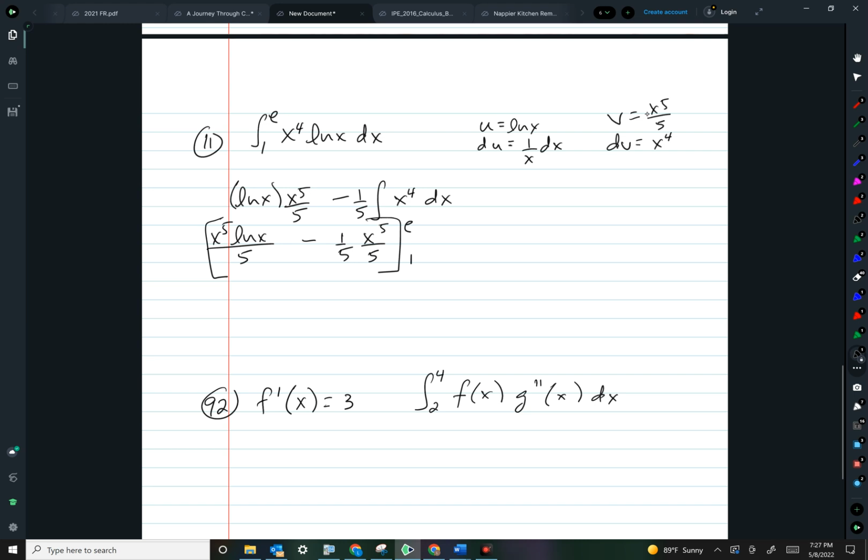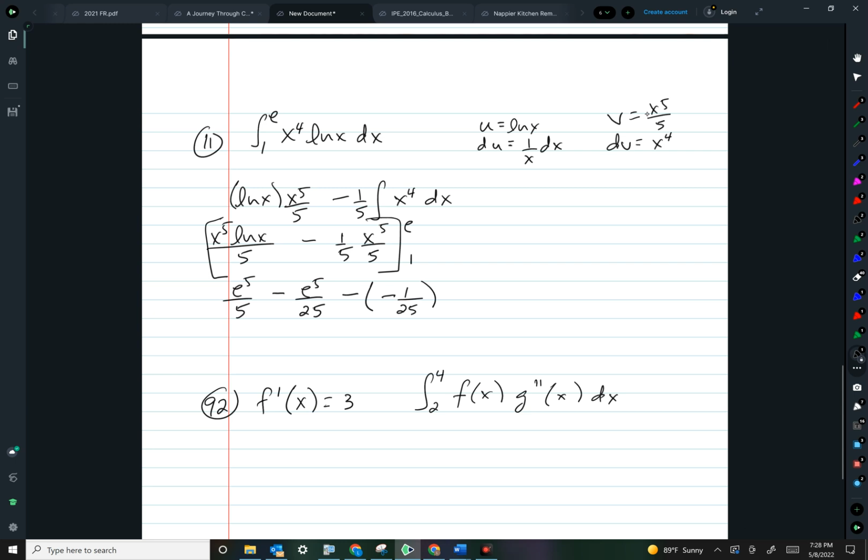So if I plug in e, I'm going to have e to the fifth over 5. The natural log of e is just 1, minus, I'll go ahead and combine that and say e to the fifth over 25. So that's plugging in e, minus, and now I'm going to plug in 1. Well, if I put a 1 in for natural log, that's going to be 0. Minus, and then a 1 in for x to the fifth, and I'm going to have 1 over 25.